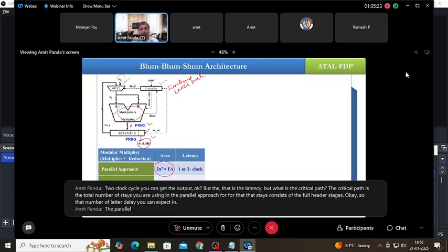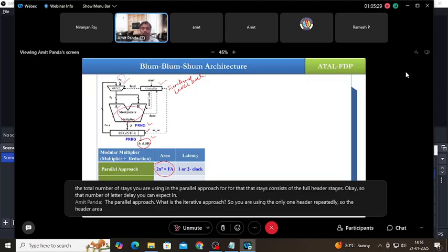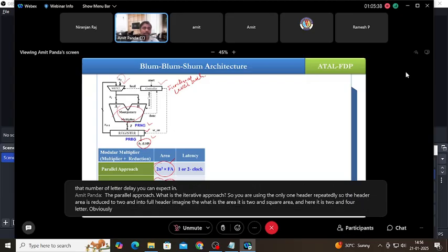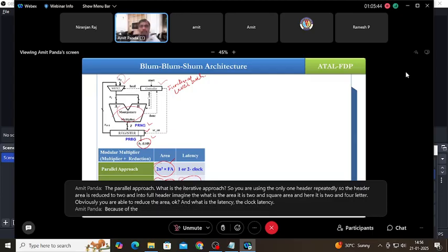What is the iterative approach? You are using only one adder repeatedly, so the adder area is reduced to 2n full adders. Imagine, the area was 2n square, and here it is 2n full adders. Obviously, you are able to reduce the area. And what is the latency? Because of the iterative nature, your clock latency is increasing, but the critical path is decreased. So there is always a trade-off.